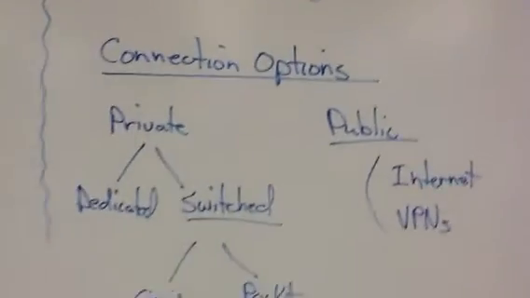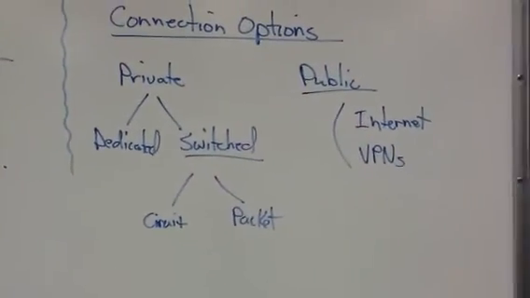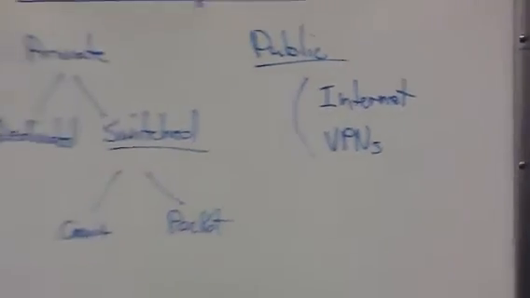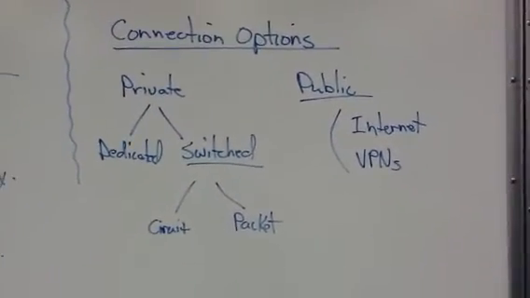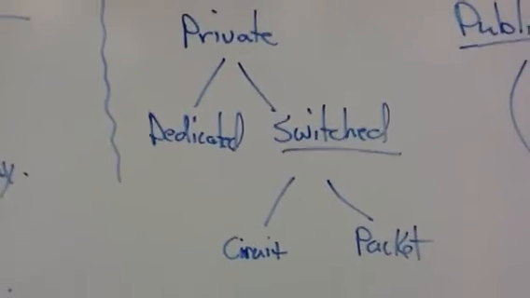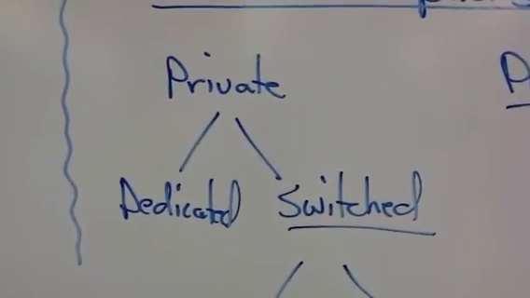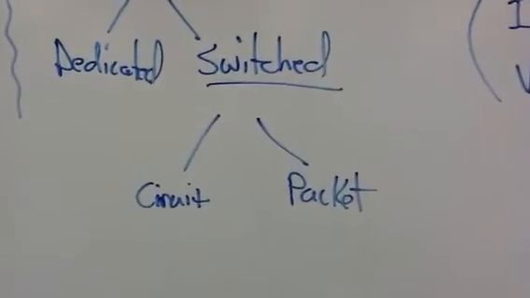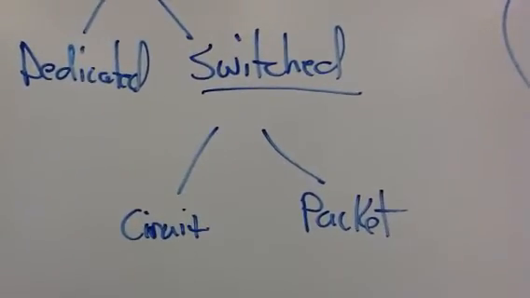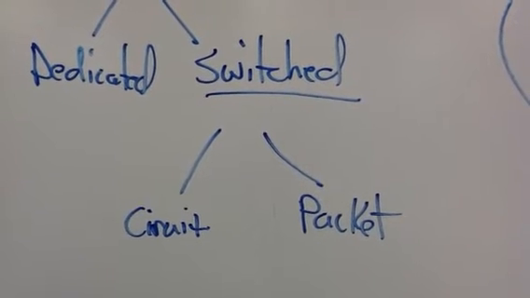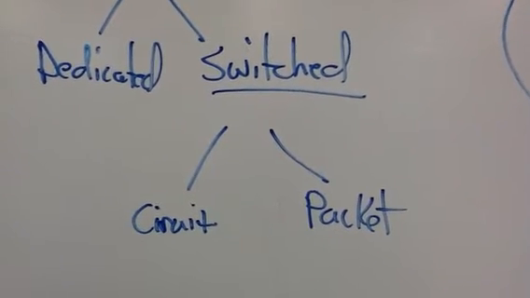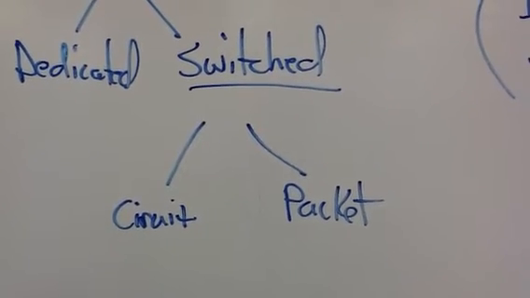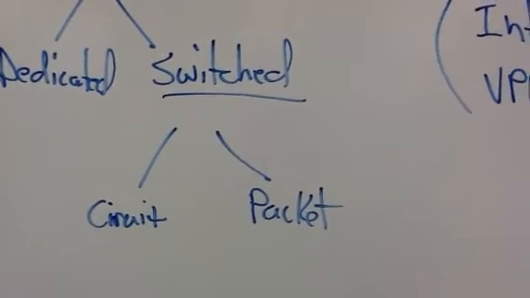Okay, connection options. On the right here, we can go with a public connection and set up a VPN to go through the internet, or we can set up private connections through a provider. We can either get a dedicated line that's up all the time, or we can go the switched method and either have it circuit switched, in which we call, set up a circuit, the circuit's up, and then we tear the circuit down, or packet switched. We put the packets into the network and let them work their way through, like the internet works.